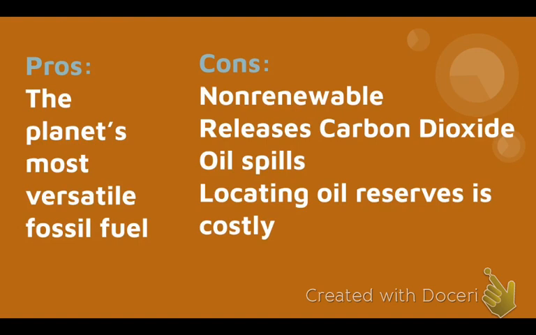Pros for oil, it's very versatile. You can use it in so many different ways. Cons, it's non-renewable. So again, when it's gone, it's gone. Just like with all fossil fuels, they all release a lot of carbon dioxide, which leads to global warming. Oil is known for oil spills. And those are very difficult to clean up. I'll give you an example of that. And then also it's very expensive to find oil reserves. So all of that is one or more reasons why oil is a downside and we need to figure something else out.